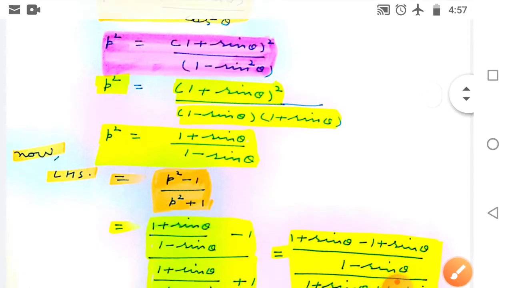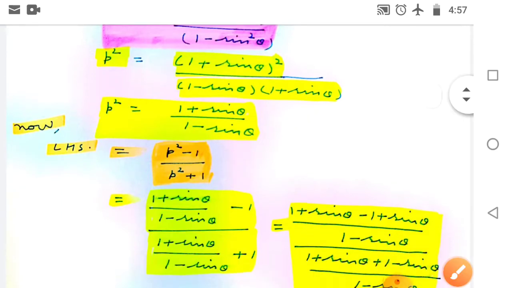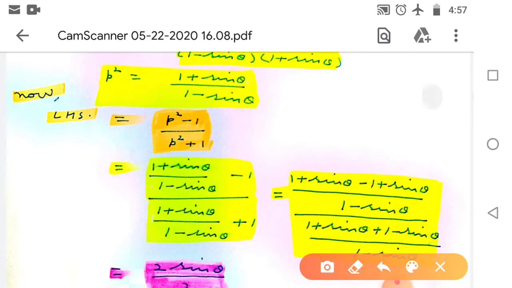Now, take the LHS of the question, that is p square minus 1 upon p square plus 1. So, now put the value of p square as 1 plus sin theta upon 1 minus sin theta here. So, we put the value of p square, this is minus 1, and again in the denominator put the value of p square, that is 1 plus sin theta upon 1 minus sin theta plus 1.